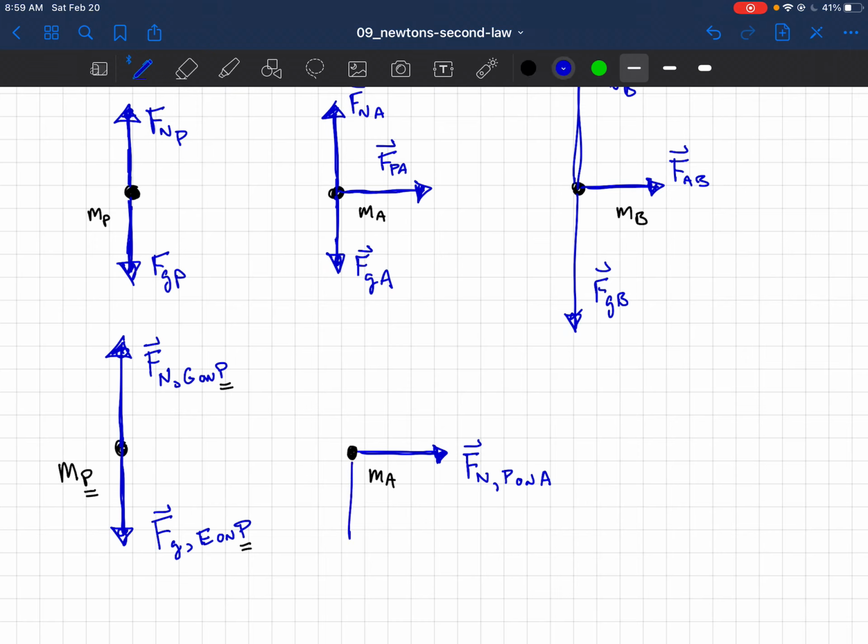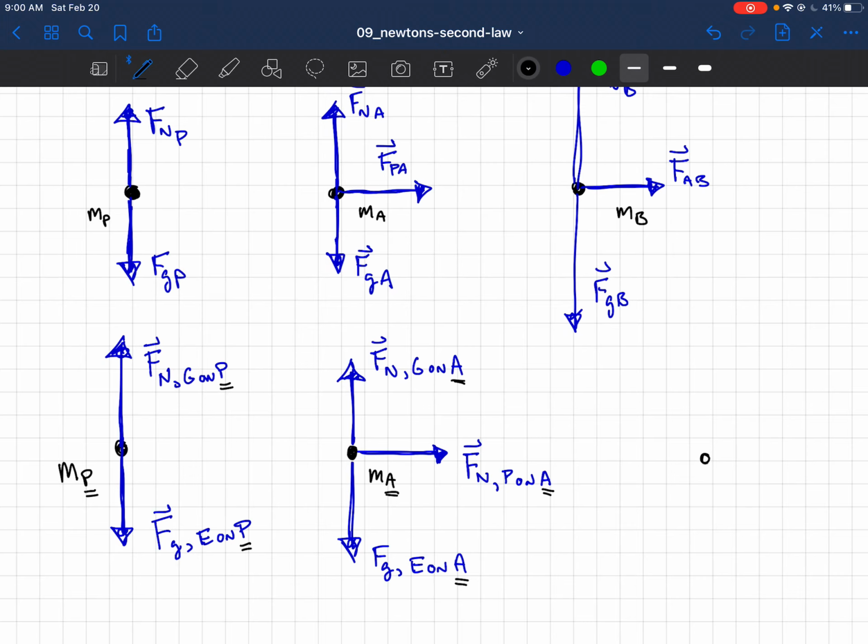Then we have the downward gravitational force, so we have the force of gravity of Earth on box A. And we have a normal force, which is the normal force of the ground on A. And again, you want to check this: each of those forces is acting on the object A, even though I've written the object that acts as well.